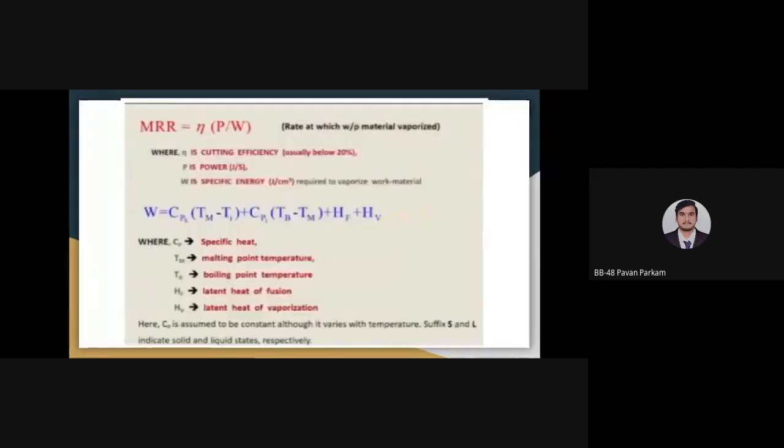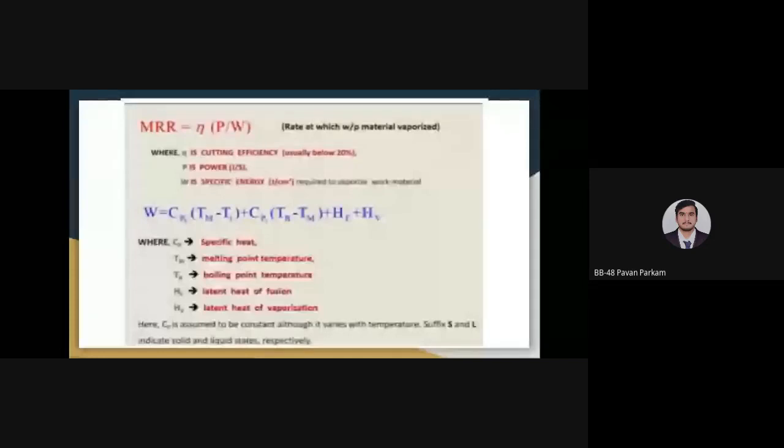Now I will mention the formula for the material removal rate, how to calculate the material removal rate for the electron beam machine. This material removal rate is calculated by this formula. Material removal rate means the rate at which workpiece material is vaporized: eta into P divided by W.